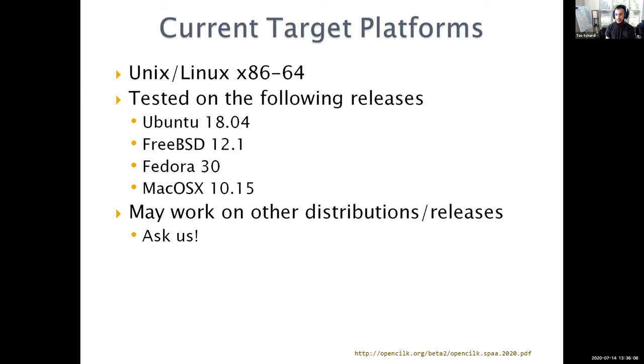Currently, we have developed OpenCilk Beta 2 for Unix and Linux-like systems on x86-64 processors. We have tested OpenCilk on several different operating systems, including Ubuntu 18.04, FreeBSD 12.1, Fedora 30, and macOS 10.15. There's been some amount of testing on a few other systems, but those are the main ones we've looked at thus far. If you want to try OpenCilk on a different Unix or Linux-based x86-64 system, you're welcome to give it a try. We are not sure exactly how broad the set of systems that we support is. So it may work on other distributions. Come and talk to us.